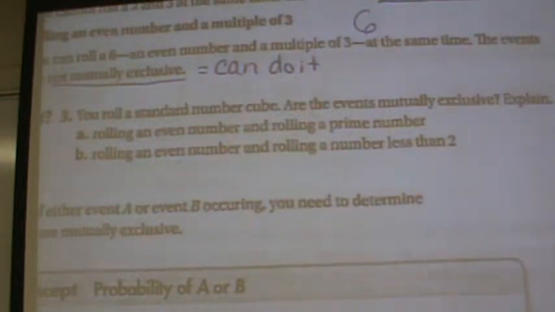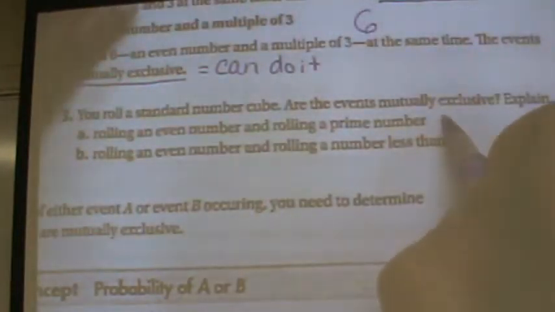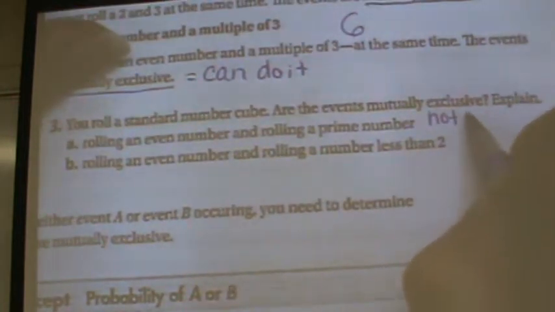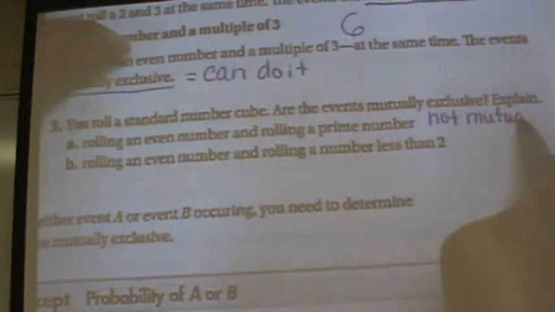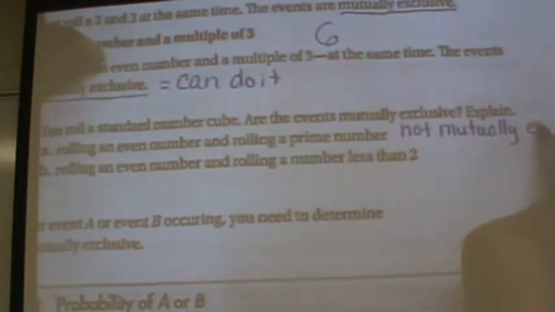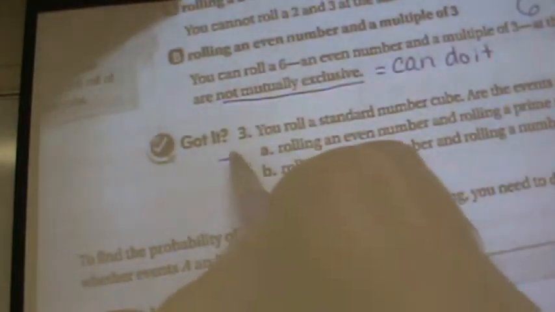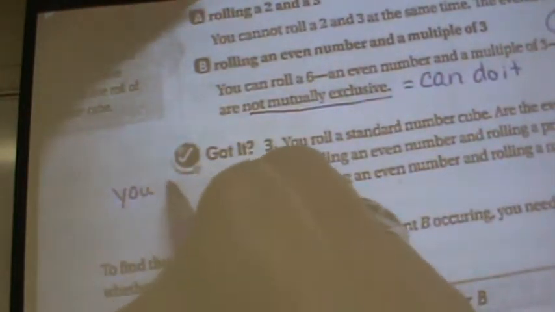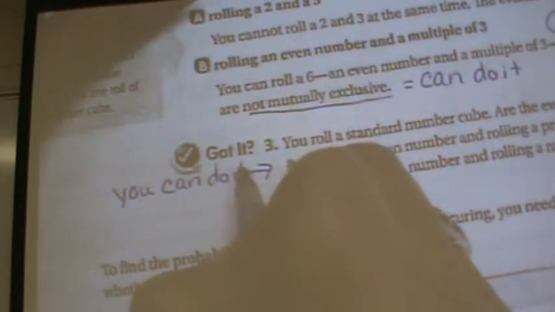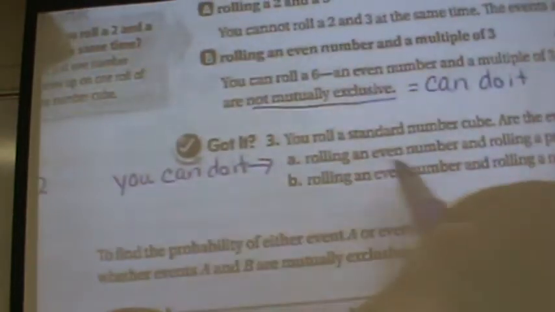Can you roll an even number? No. 0? Yes. 2. Oh. 2 is an even number and it is also prime. So this one we say is not mutually exclusive, good job. These get tricky. You can do this. How can you do it? 2 is even and it is also prime.